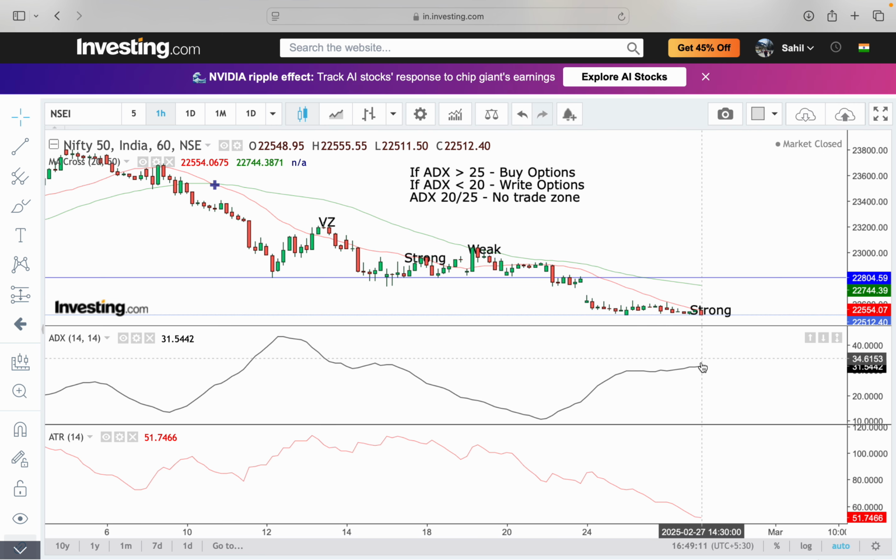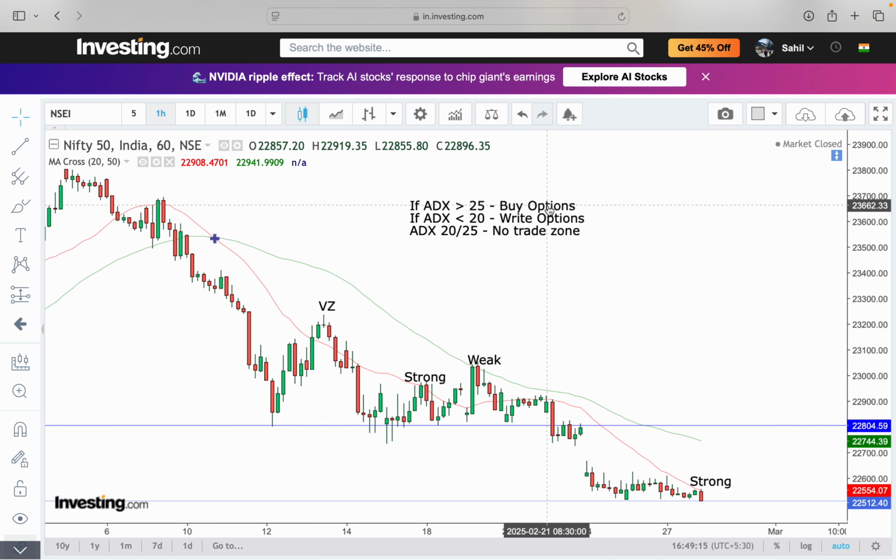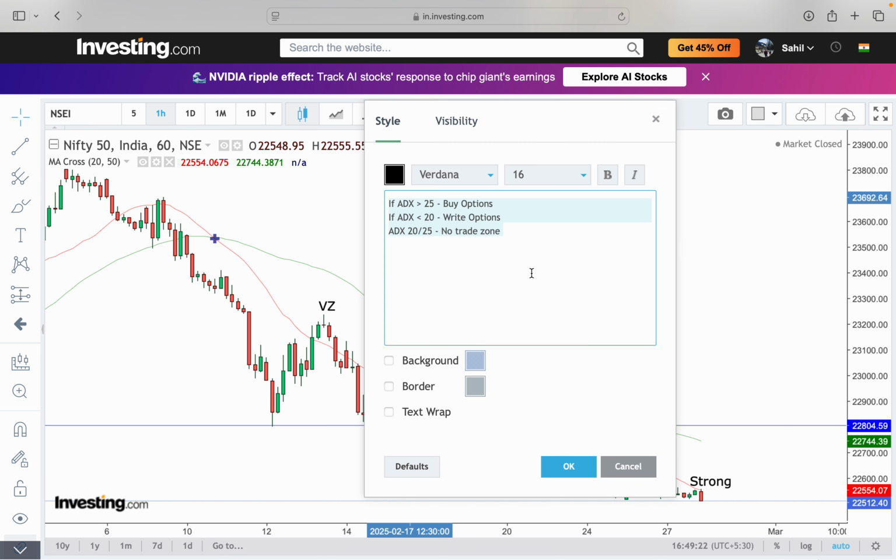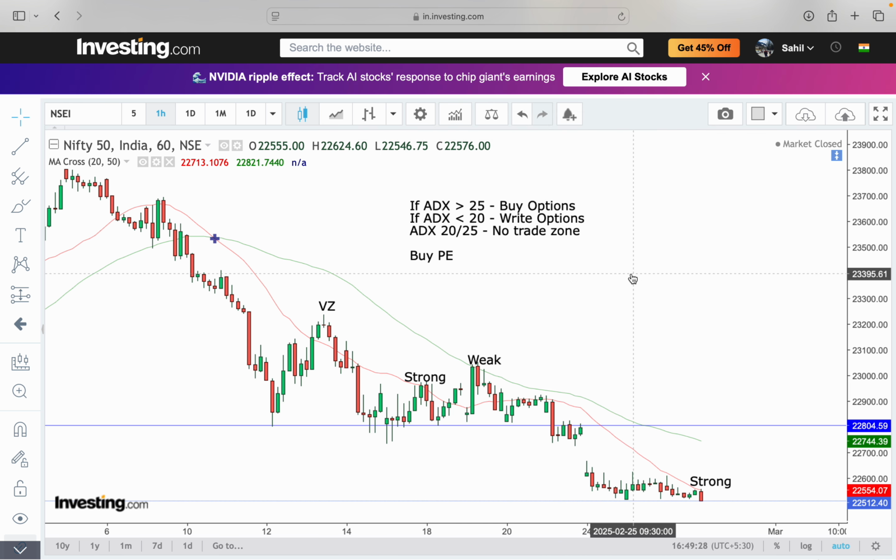Since we can see that the ADX is above 25, the intention would be to buy the option. Since we have seen that the direction is on the downside, the intention now would be to buy the put option. So here, buying the put option. But the question is, which put option? What will be the strike price and what will be the trade plan?